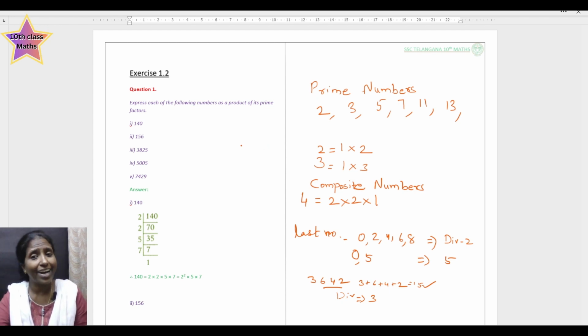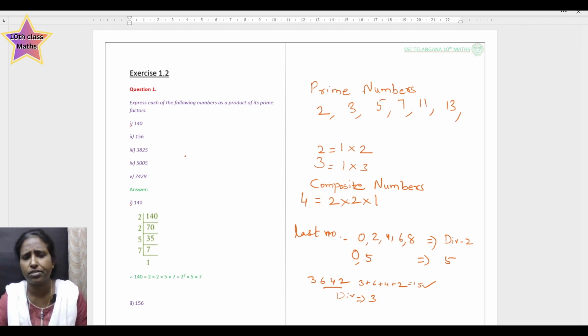Now, what are the other numbers? The other numbers are called composite numbers. If you see 4, 4 is nothing but 2 into 2, and 4 into 1. Here 2 is a factor and 1 is a factor. So other than 4 and 1, there is some other factor, that is 2. So this is a composite number. Here, what is the task given to us?